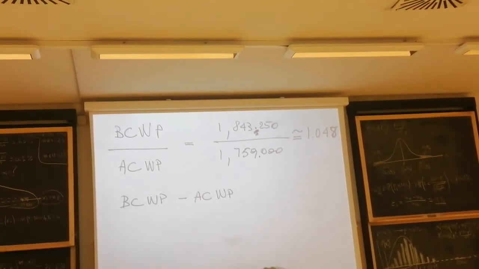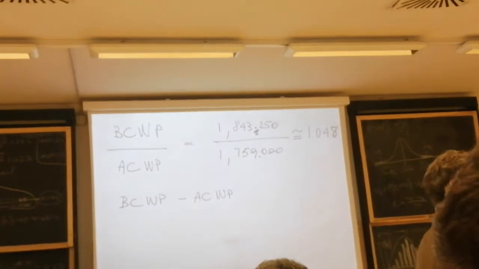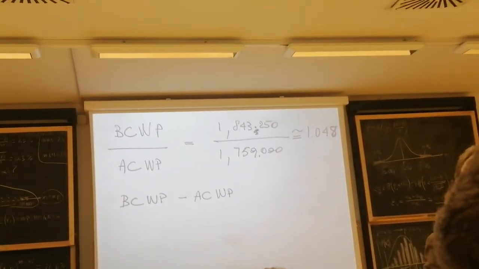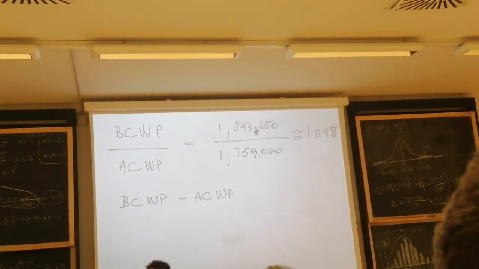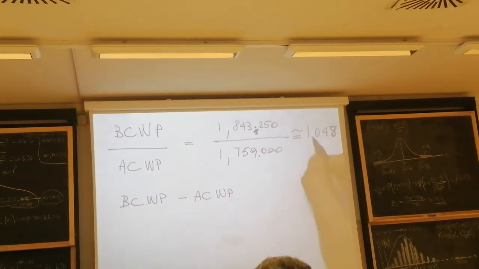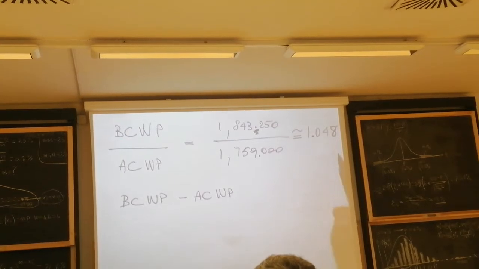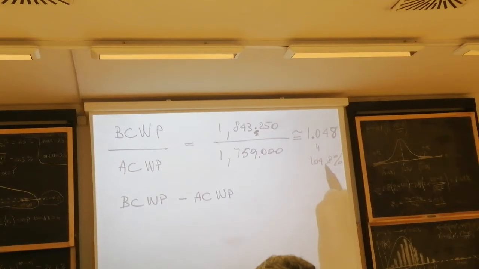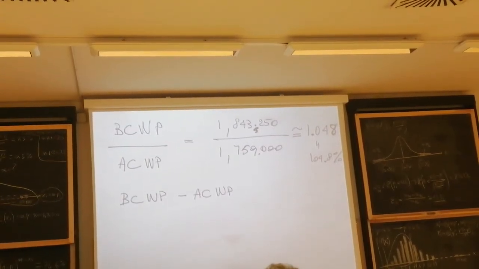Are you okay if I say that we're saving approximately 5% of our money? Why can I say that? Why are we saving 4.8%? Because it's 1.04 point something. It's the same as writing 104.8%. So I'm saving 4.8%, approximately 5% on budget.